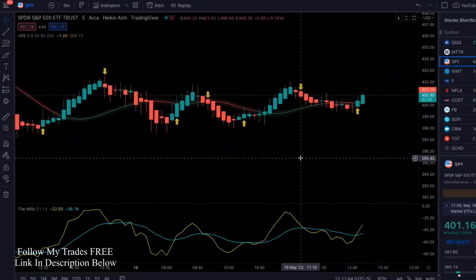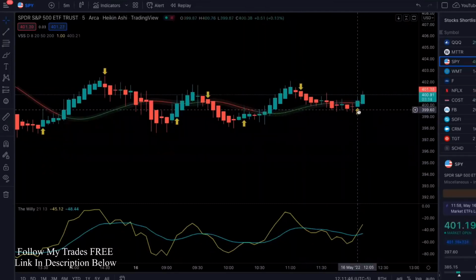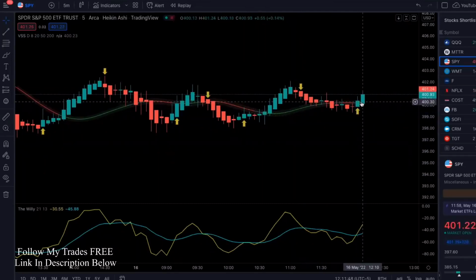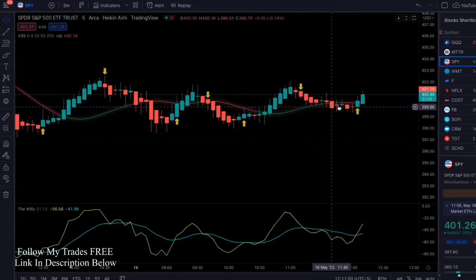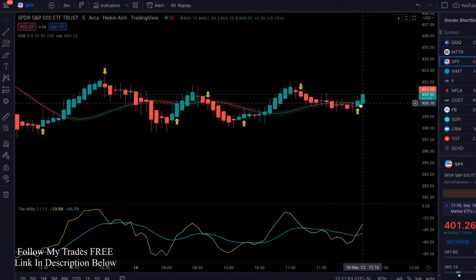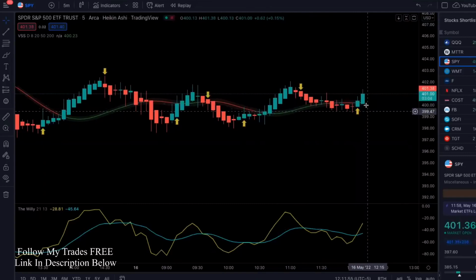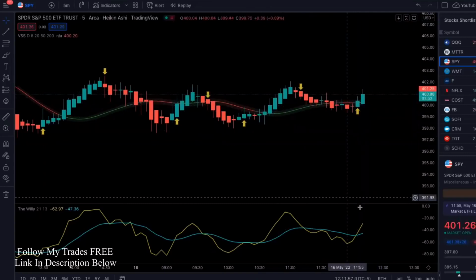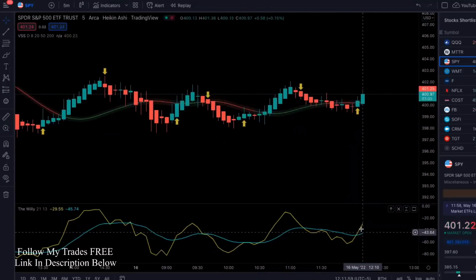So basically what you're looking for is a buy signal. You see the line kind of trending up somewhat. It's green. If you zoom in, you can see that it's green. And over here, the yellow line is above the blue line.